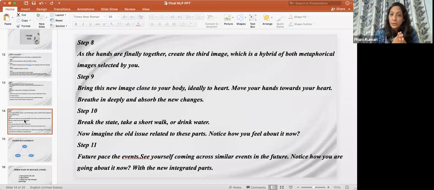When your hands are finally together, there will be a third image which is selected by you. Absorb that image, place it. If you have seen the third image, breathe in deeply and open your eyes.